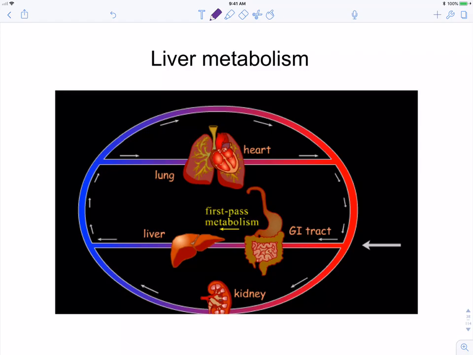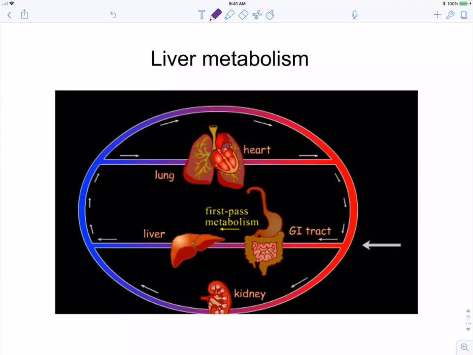Okay, so the enzymes involved in drug metabolism in general are present in many tissues, but by far they are more concentrated and more frequent in the liver. So the liver is the main site of drug metabolism.